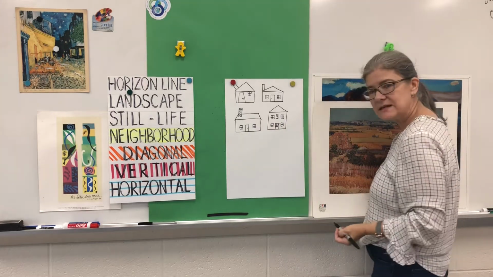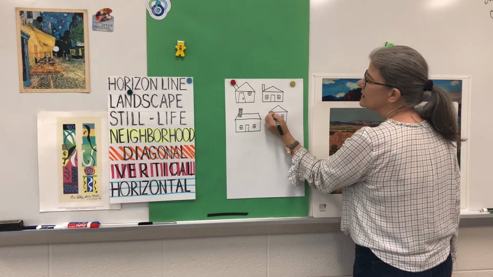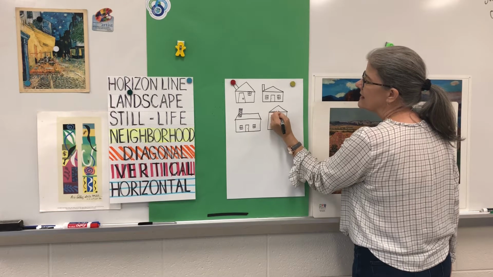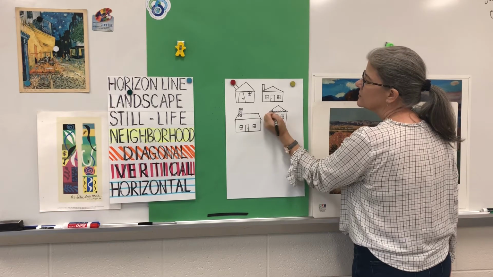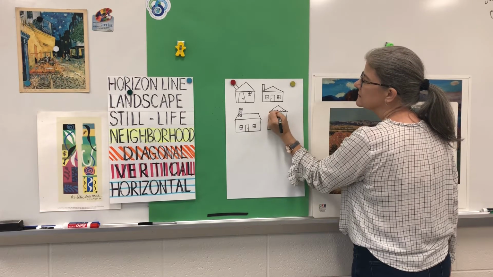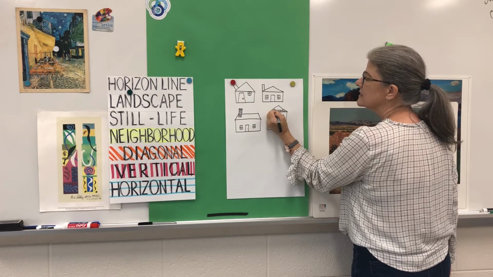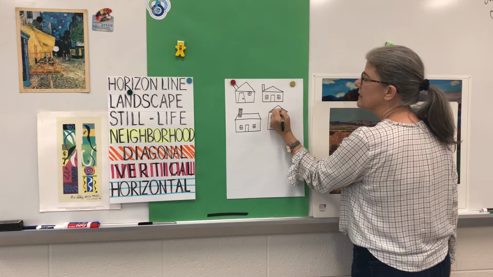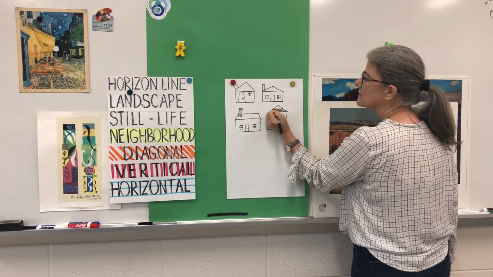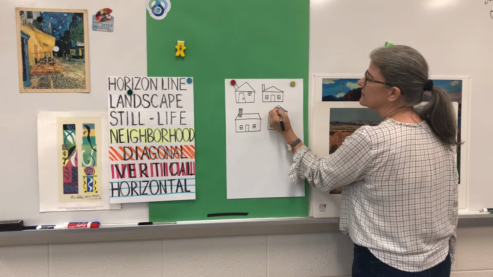I can add some detail on the roof by showing that it has a design with the roof tiles or shingles. I'm just making a scallop. This is a curve that repeats over and over. And this gives it a nice little detail.